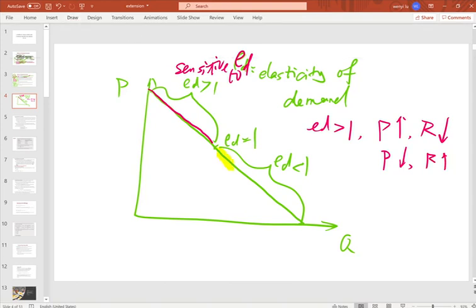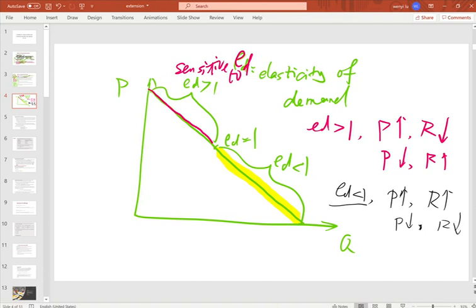Then for this part, elasticity of demand is less than 1, which means the demand for the goods is inelastic. So when the price goes up, people will still buy it, and the revenue will go up. If the price goes down, people are not very sensitive to the price cut, so they will still consume the same quantity. Revenue will go down.